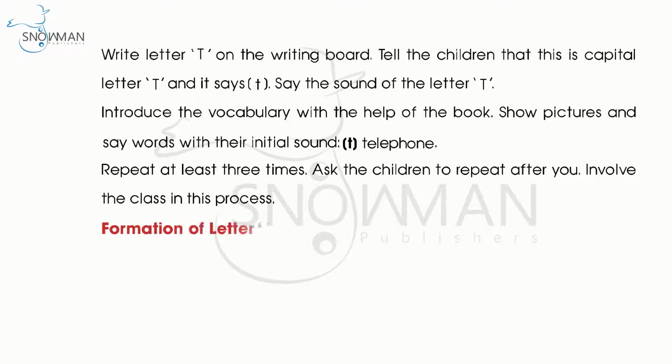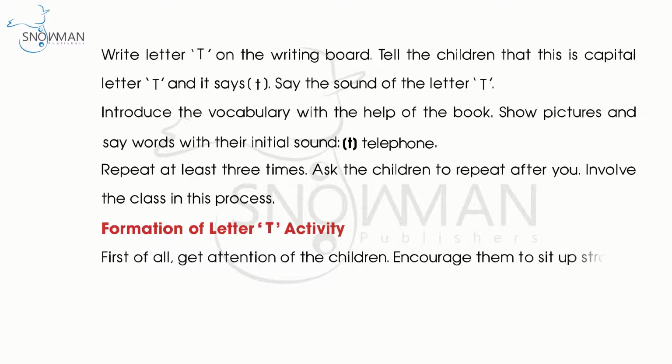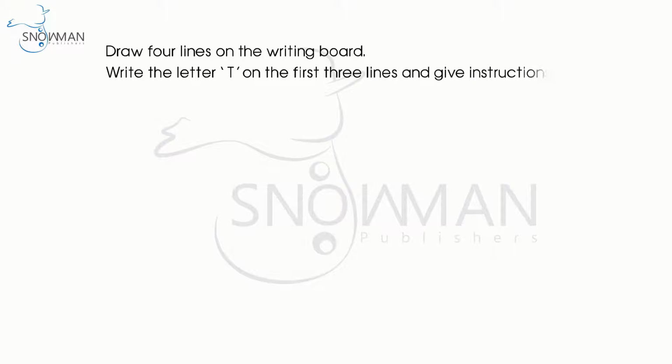Formation of letter T activity. First of all, get attention of the children. Encourage them to sit up straight and not bend their backs. Draw 4 lines on the writing board. Write the letter T on the first 3 lines and give instructions.